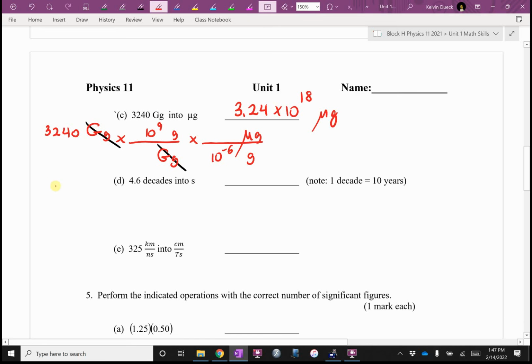4.6 decades. Okay. 4.6. My abbreviation for decades, I just decided to go DEC. First, I want to get rid of decades and turn that into years. I know that 10 years is 1 decade. Now, you might have skipped that. You might have just said, look, I know 4.6 decades is 46 years. If you did that, Alex, in your head, fine with that. But walking you through the whole procedure.